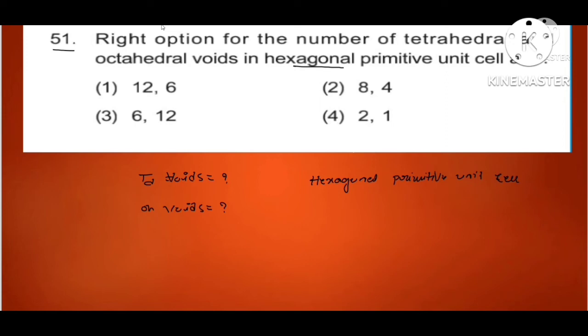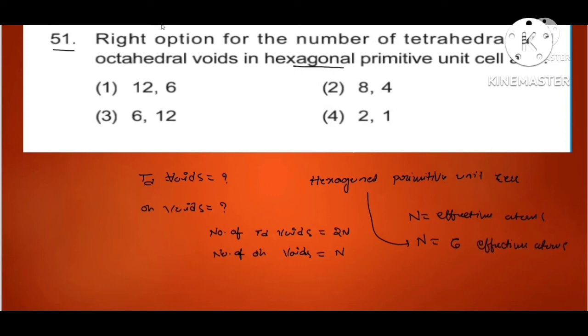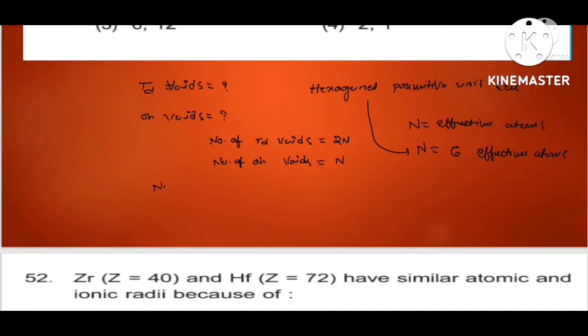This is a conceptual question, a formula from the textbook. The number of tetrahedral voids is equal to 2n. The number of octahedral voids is equal to n. Here what do we mean by n? Here n is equal to the effective atoms. For hexagonal it means 6, so n equals 6 effective atoms. You can substitute 6 in the given formula. The number of tetrahedral voids is equal to 2n, that is 2 into 6, which gives rise to 12.